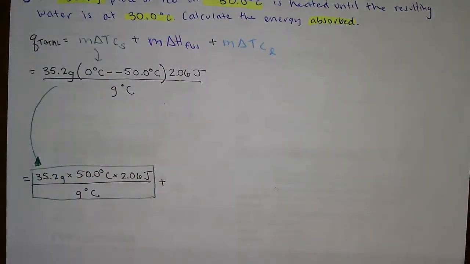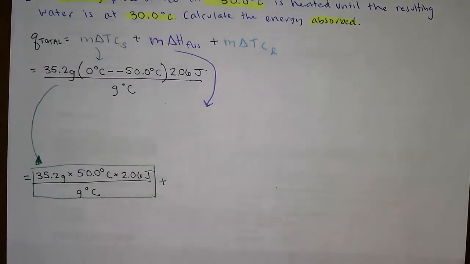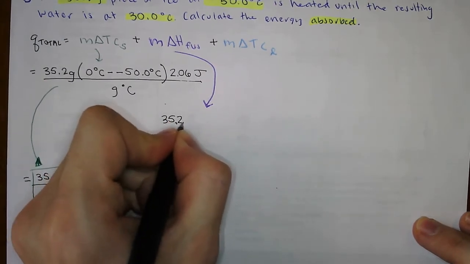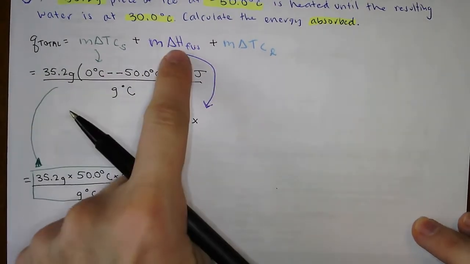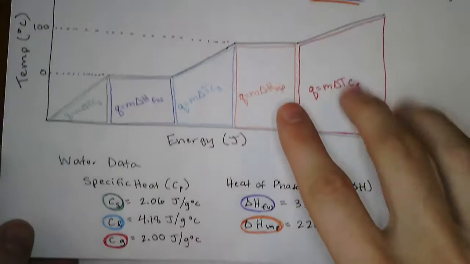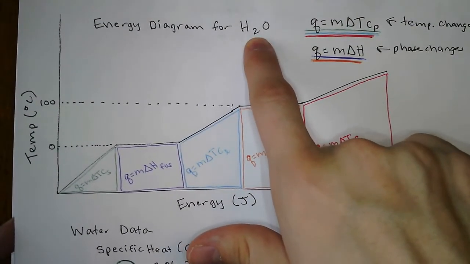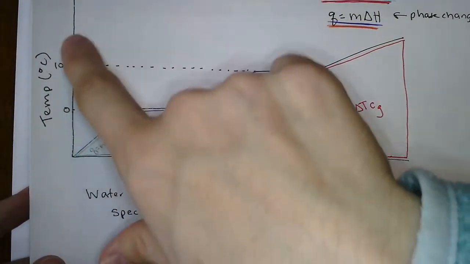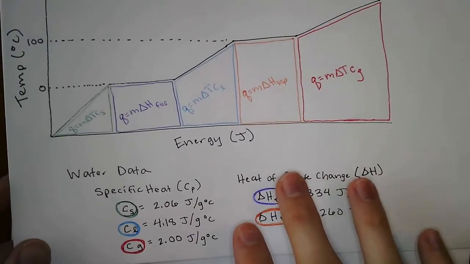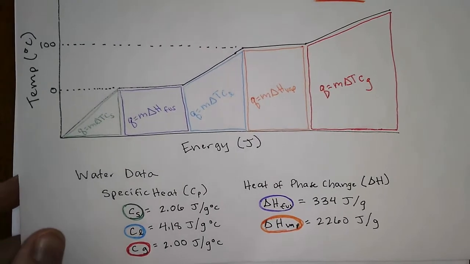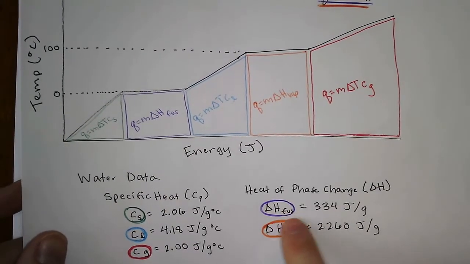Let's do this delta H fusion portion next, and I'm just going to do it down here. So our mass is still 35.2 grams. Okay, and then I need delta H fusion, which for water is 334 joules per gram. Remember, we're not always going to do this for water. This is specifically for water. If it's for something else like ethanol or acetic acid, these numbers will change. But the constants, the equations, everything else, when you use them, will be the same. So we're going to use delta H fusion, which again is 334 joules per gram for water.